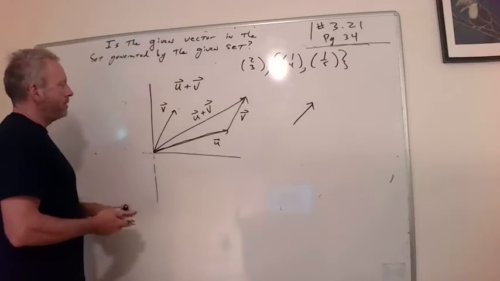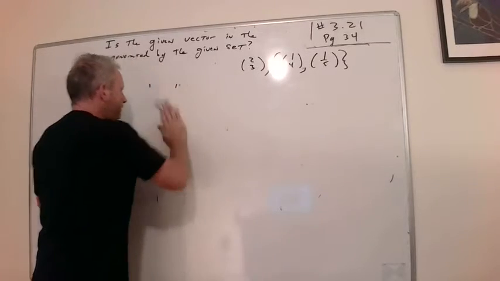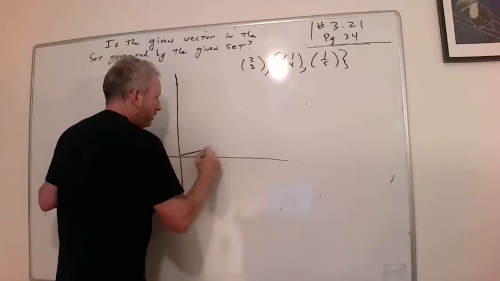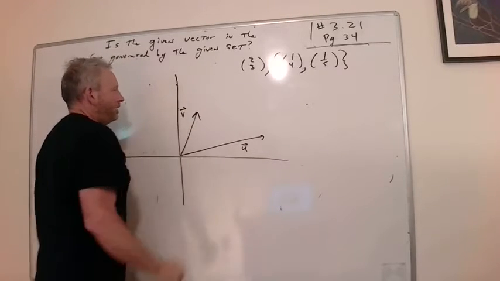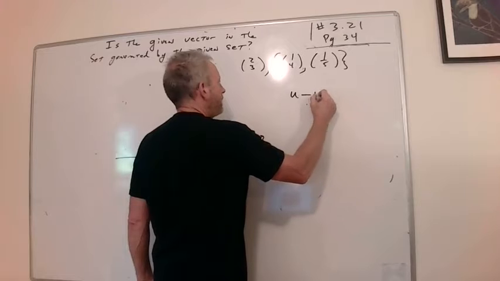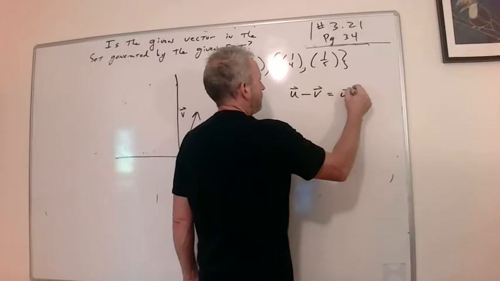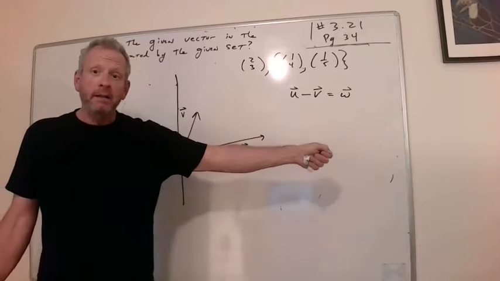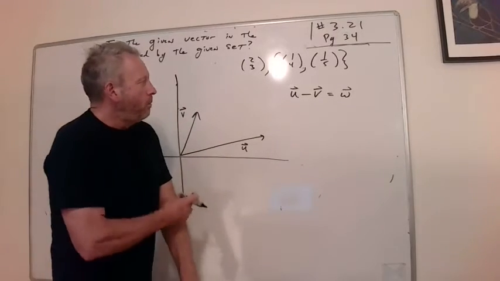Now subtraction is interesting. Let me just write a fresh picture here, and let's look at subtraction. Here's the vector u. Here's the vector v. And we did u plus v. Well, how about u minus v? Let's call it w. Well, what does it mean? We could go back to the algebraic approach, and we would just subtract the x coordinates and subtract the y coordinates. That's what you do. Simple, straightforward, obvious. But what does it mean geometrically?